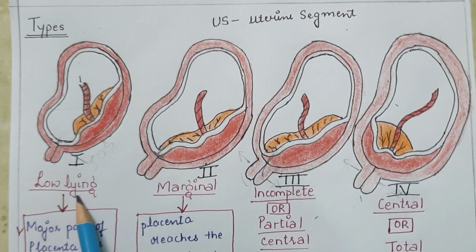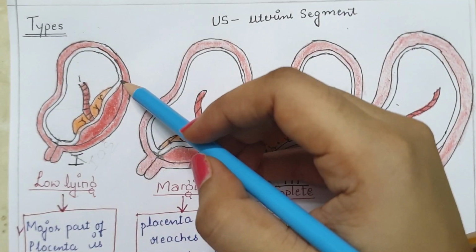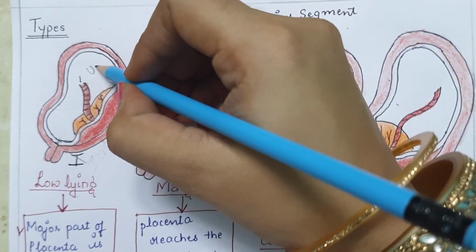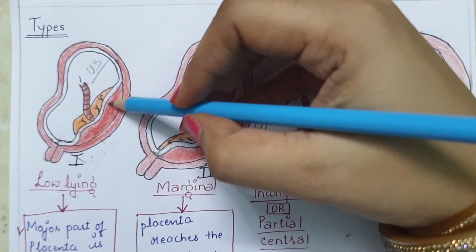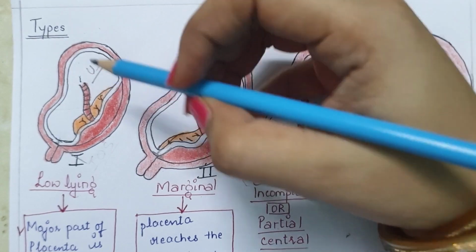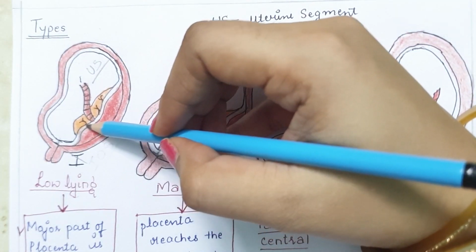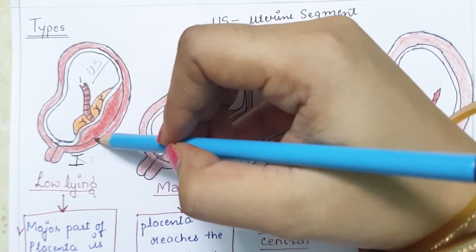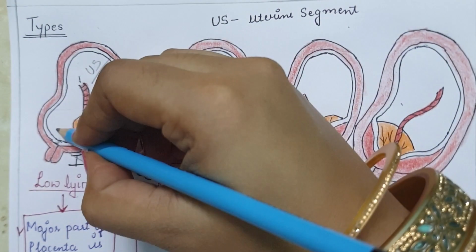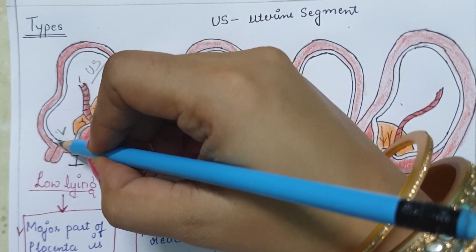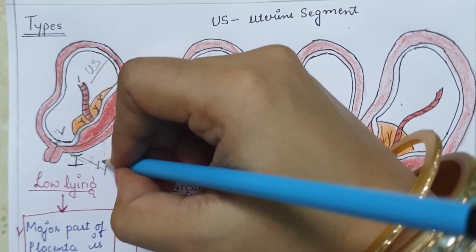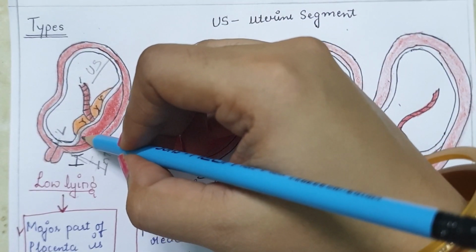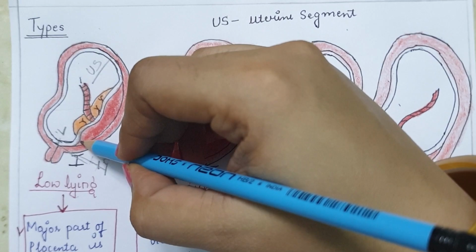So in the case of low-lying placenta previa, the major part of placenta is attached to the upper uterine segment. This is upper uterine segment. So major part of the placenta is attached to the upper uterine segment. Only the margin of the placenta, that is the edge of the placenta, is implanted at the lower uterine segment, but not up to the internal os. This is internal os. So the margin of the placenta is attached at the lower uterine segment, but away from the internal os.